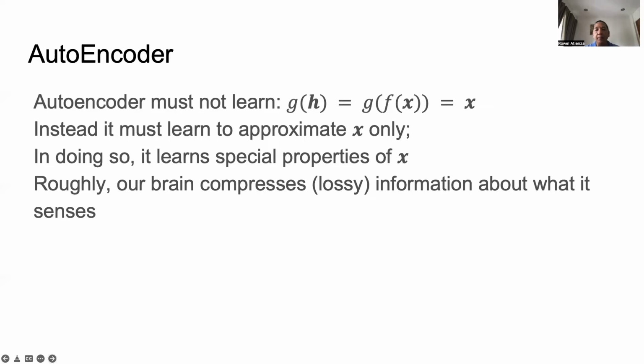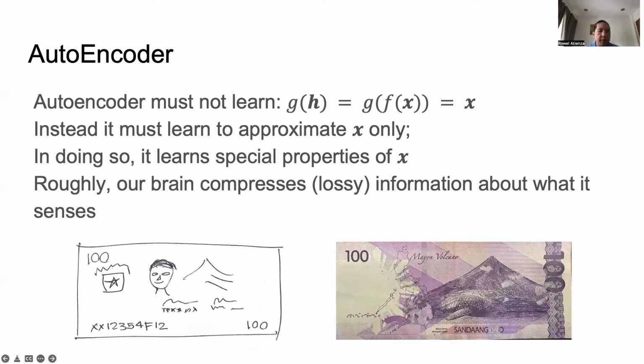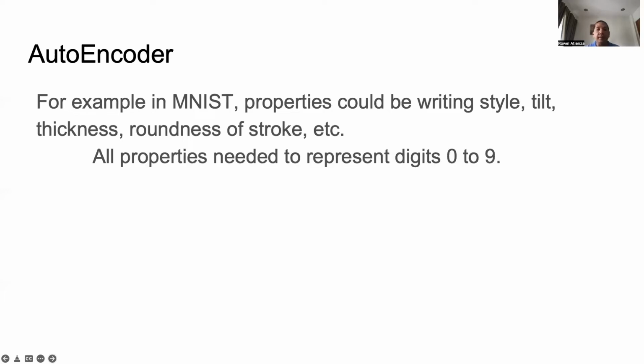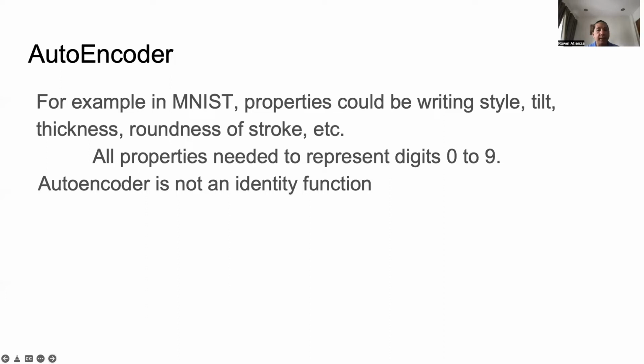In the paper bill example, our brain stores lossy information about the money, enough to recognize it when we see one. Note that we do not need an exact replica of the paper bill stored in our brain in order to recognize one. In the context of MNIST, the encoder stores information about the writing style, tilt, roundness, thickness, etc. All important properties needed to represent digits 0 to 9. To emphasize, an autoencoder is not an identity function.